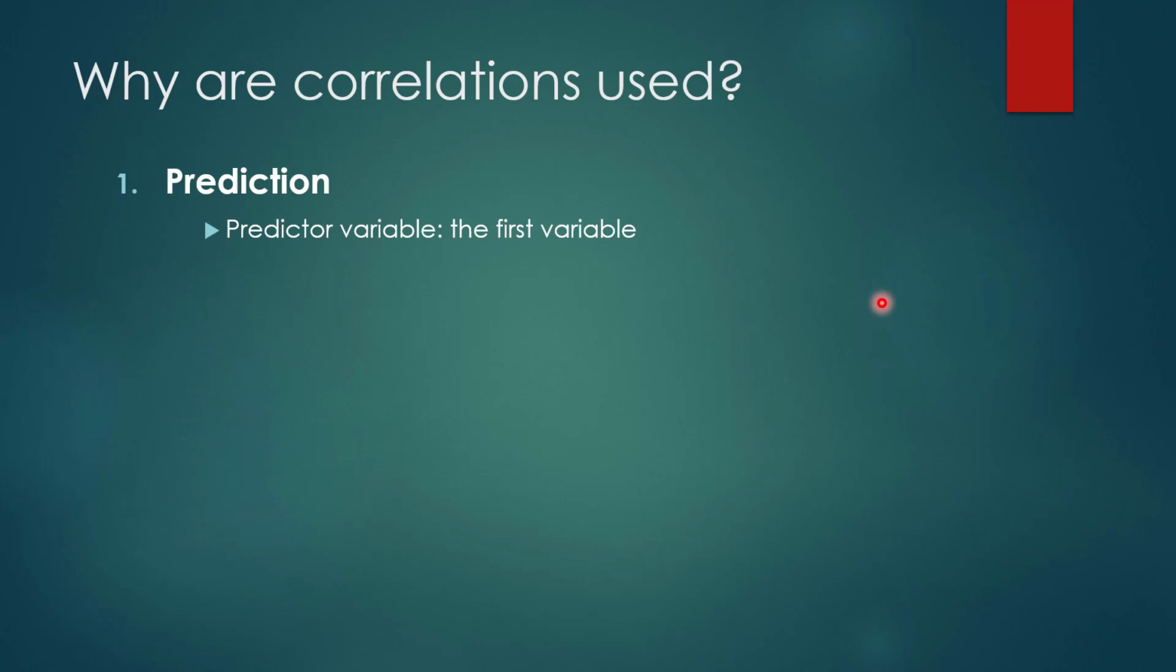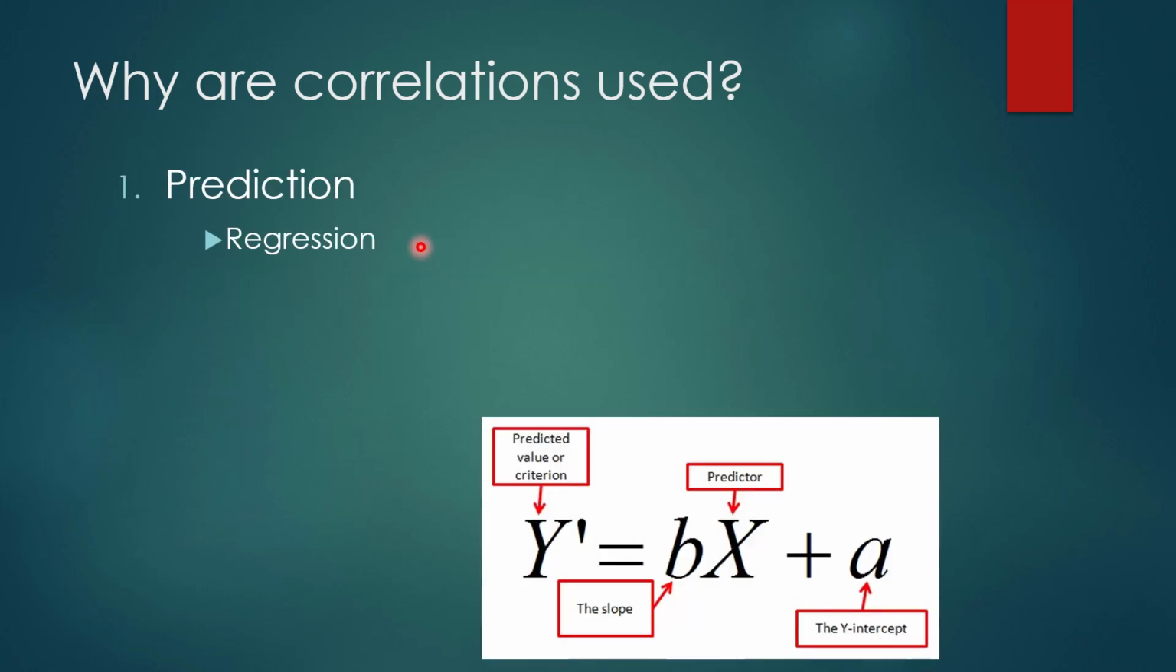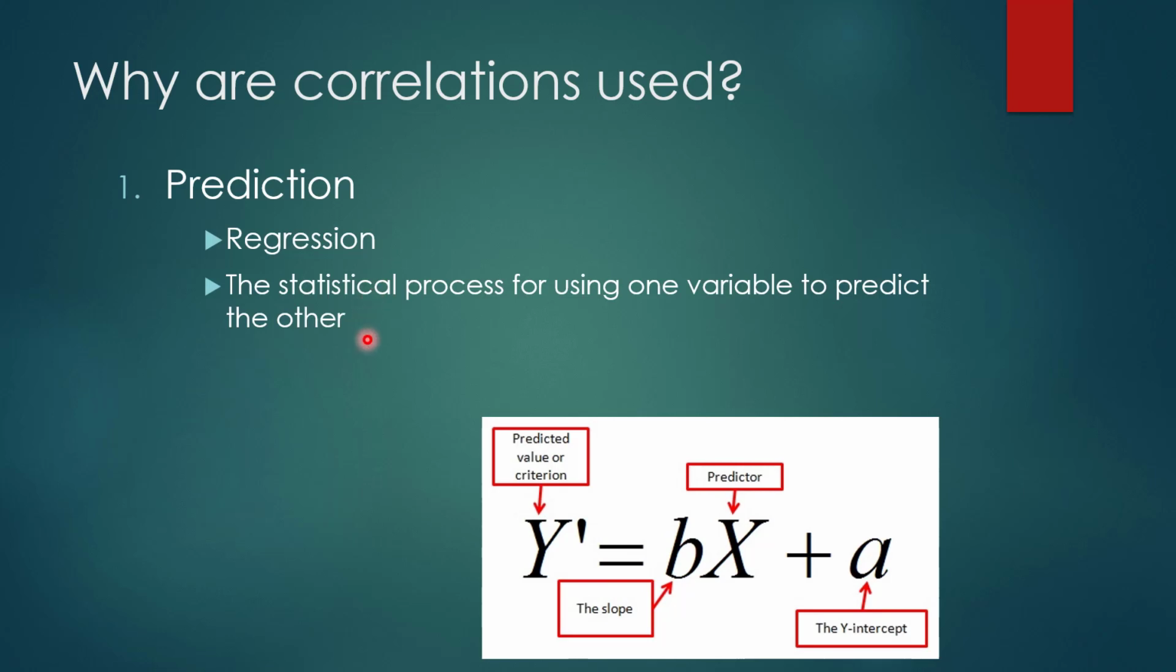So the predictor variable is the first variable. And then we have a criterion variable, which is the second variable, or the variable that's being explained or predicted. So this variable is going to predict this variable. This is called a regression analysis, and while it's beyond the scope of this class to go into all the ins and outs of a regression analysis, if you go on in statistics, you'll learn much more about that. But it is a statistical process for using, again, one variable to predict the other. So using the x variable to predict the y variable.